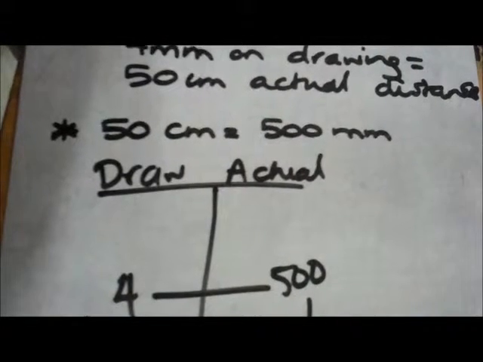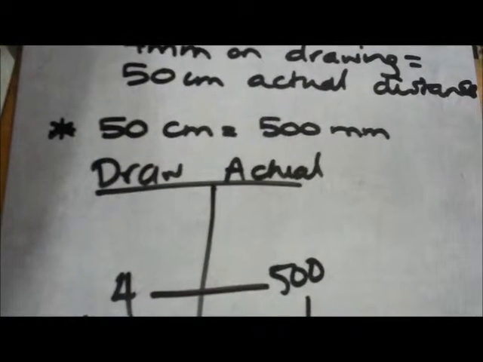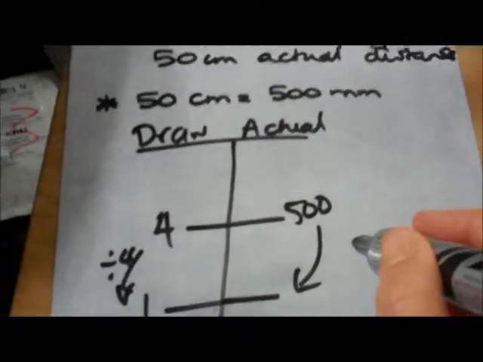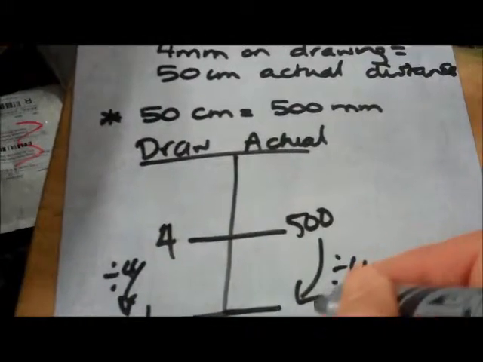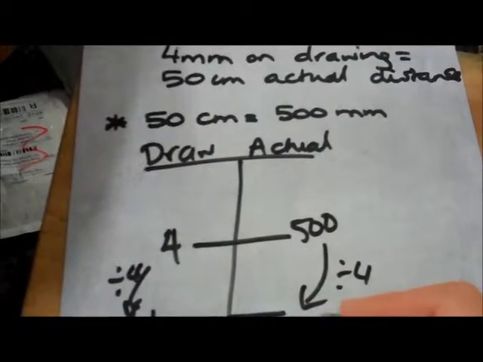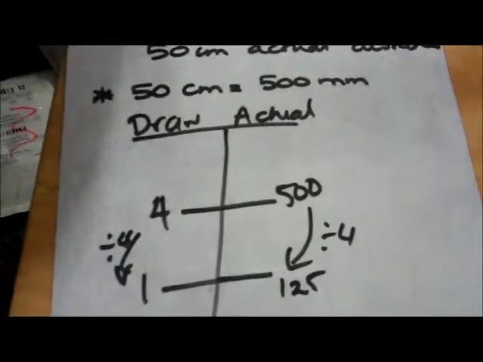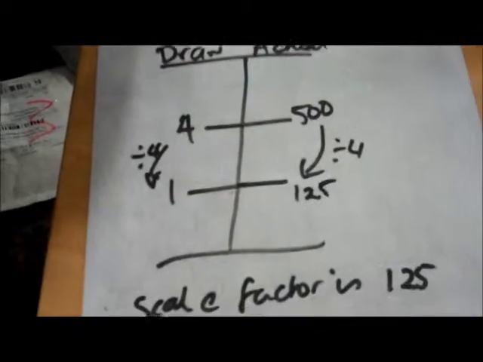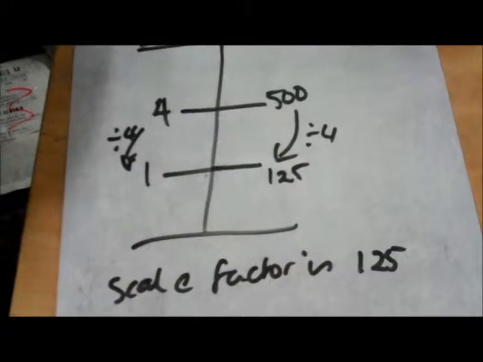And what I want is a scale factor, so I need a 1 on the left. So how do I get a 1 on the left? I have to divide by 4. So on this side I'm going to do exactly the same, and I'm going to divide by 4. So that would give me 125. So the scale factor is 125.